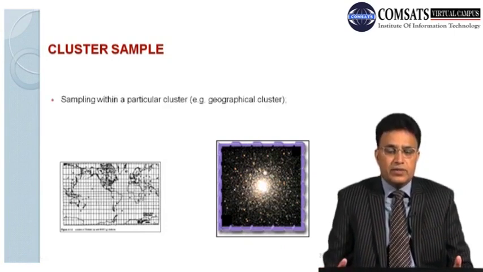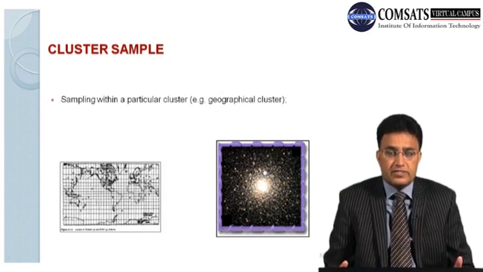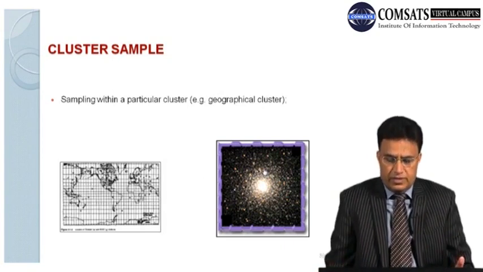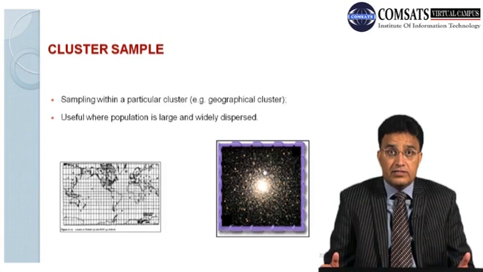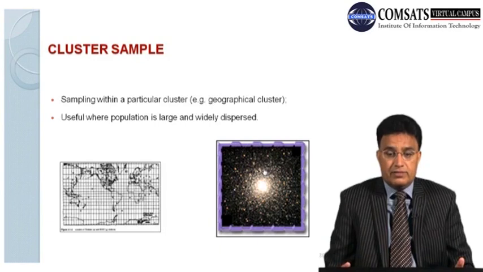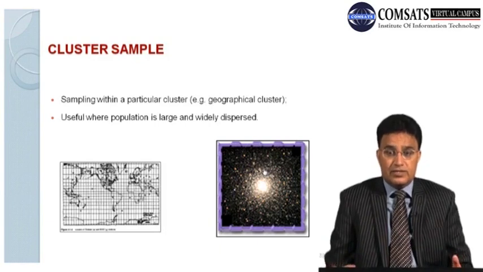So sampling within a particular cluster, for example, a geographical cluster, is useful where the population is large and widely dispersed, and to reach them is a huge problem. It's not manageable. So you can work on the clusters.